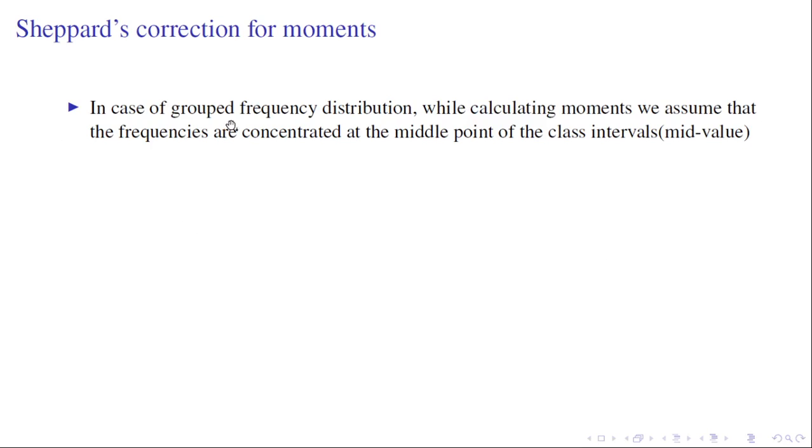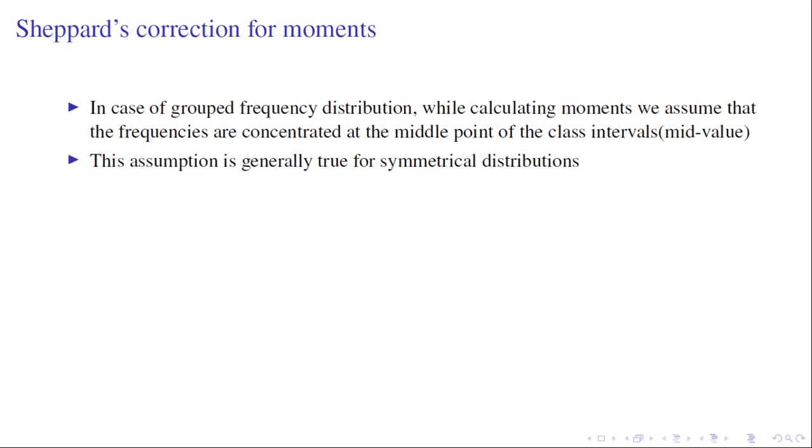Sheppard's correction for moments. In case of grouped frequency distribution, while calculating the moments, we generally assume that the frequencies are concentrated at the middle point of the class interval. That is, if the classes are 0 to 10, 10 to 20, we take the midpoints 5, 15. 0 plus 10 by 2 gives us 5, 10 plus 20 divided by 2 gives us 15. So we are assuming that the total class is concentrated at the midpoint.